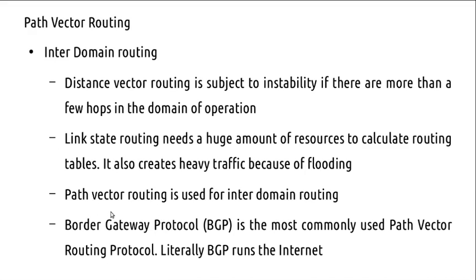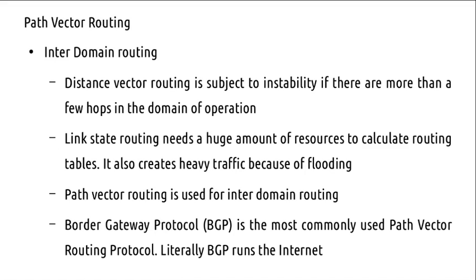Now ideally we have something called hierarchical routing. In hierarchical routing, we have two sets of protocols: intra-domain routing protocols, which deal with routing within the autonomous system, and inter-domain routing protocols, which connect autonomous systems. This path vector routing falls under the inter-domain routing protocols.